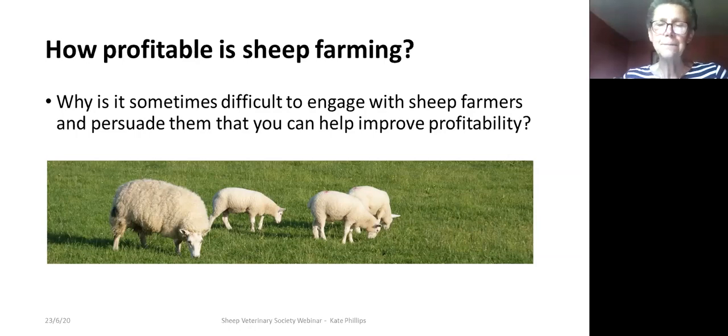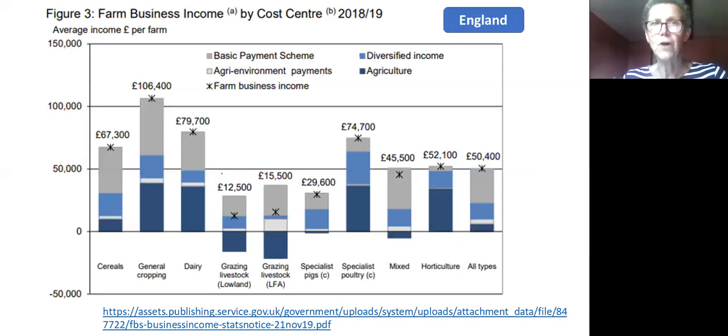Now this graph is taken from the Farm Business Survey, which is done with about 1,750 farms in England, and farms are broken down into farm types. I just want you to hone in on the middle two, the grazing livestock lowland and the grazing livestock LFA, less favoured area.